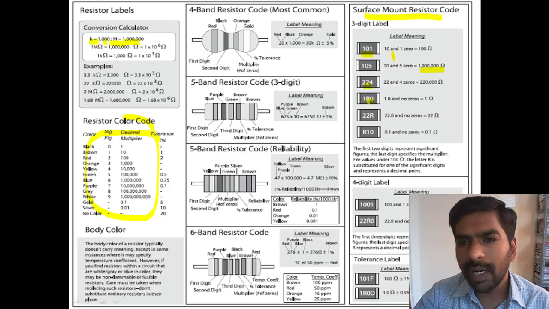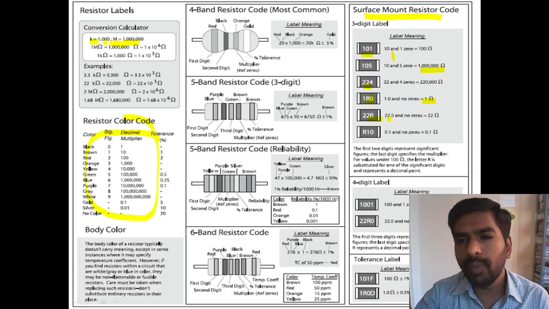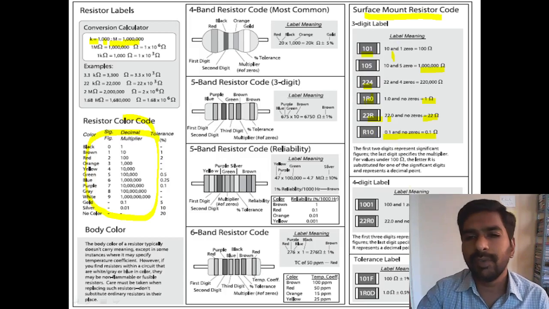R0, that is a 1. R means it's an ohm. 0 means 10 raised to the power of 0, it's a 1, so that is a 1 ohm resistor. 22R, that is 22.0. There is no multiplier digit, that means it's a 22 ohm. R10, that is a 0.1 ohm resistor. Like this they are represented in surface mount also.